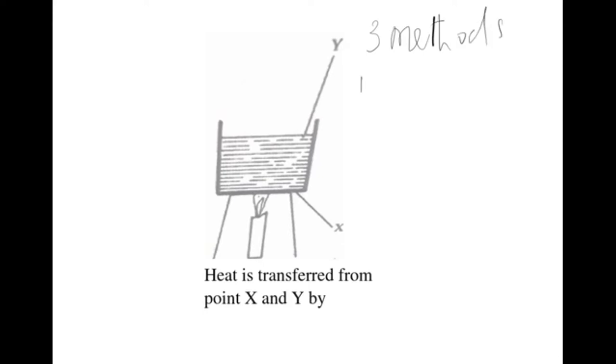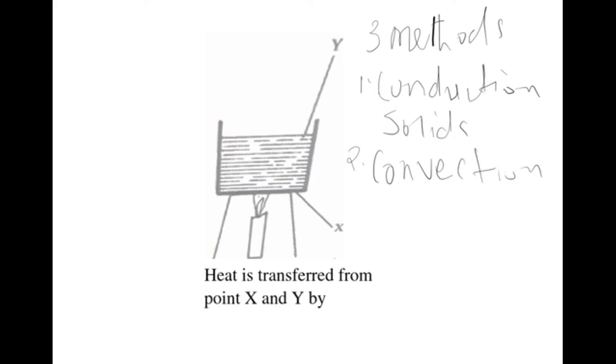One is conduction. Conduction is a method of heat transfer that takes place in solids. These solids can either be good conductors or poor conductors. But it's good to know that metals are good conductors of heat. Two, we have convection. Convection is a mode of heat transfer that takes place in liquids and gases.